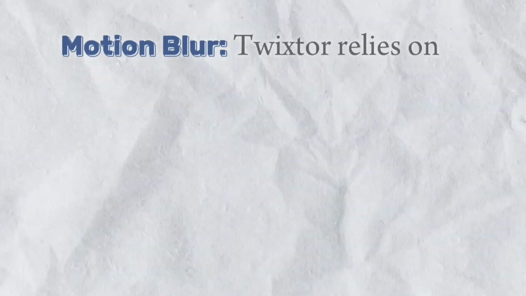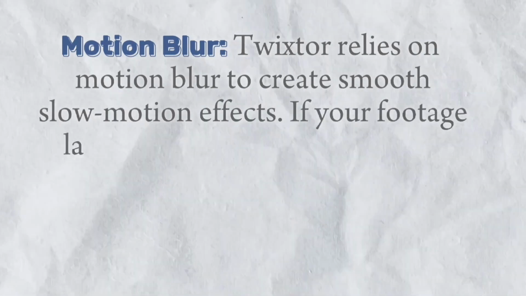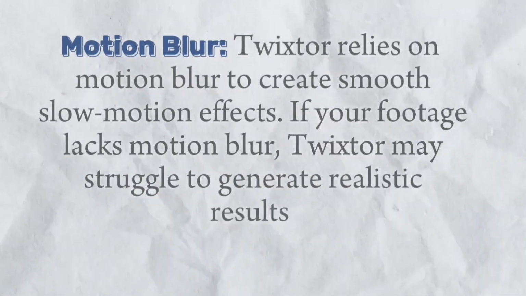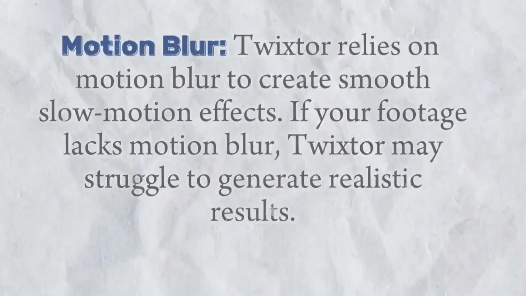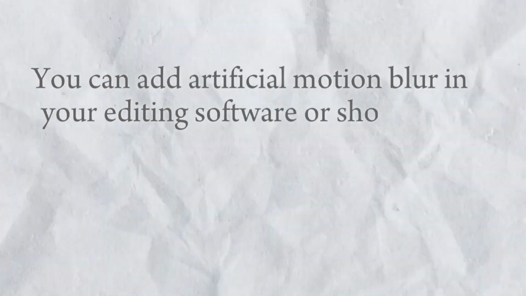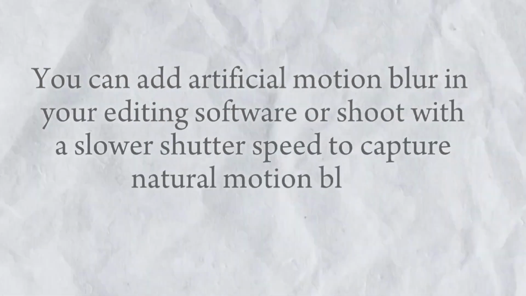Motion blur. Twixtor relies on motion blur to create smooth slow motion effects. If your footage lacks motion blur, Twixtor may struggle to generate realistic results. You can also add artificial motion blur in your editing software or shoot with a low shutter speed to capture natural motion blur.